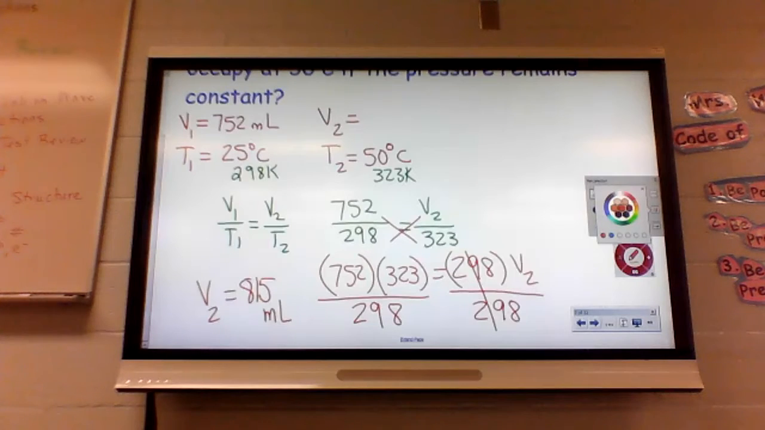The same thing applies to this one where the units have to match.